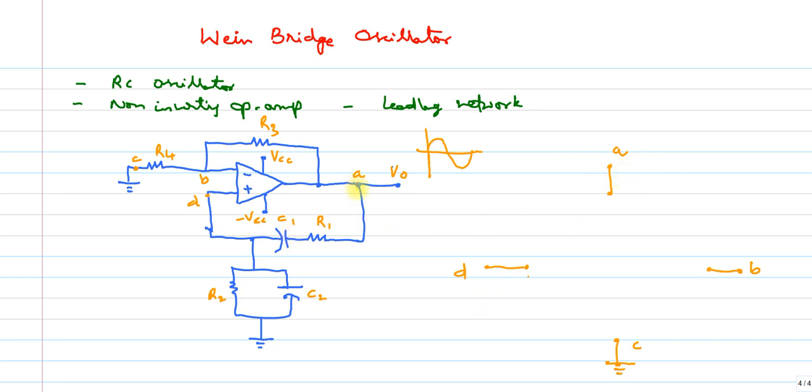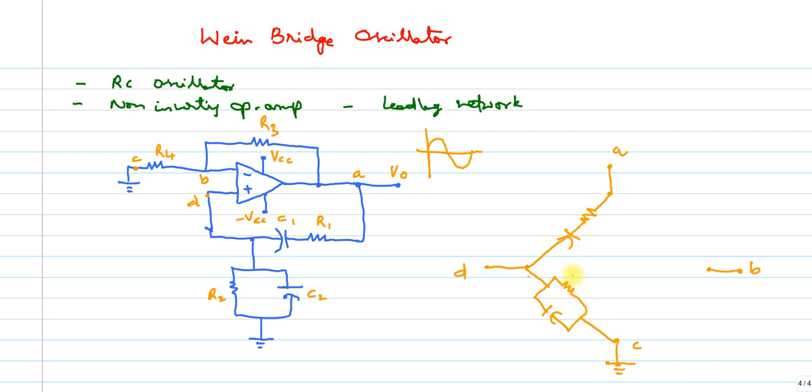From A to D, I am having a resistor and a capacitor. From A, I am having a resistor. After that, I am having a capacitor. Like this, resistor and capacitor. From D to ground, okay, C is grounded. So from D to ground, I am having a parallel connection of RC. This is my R, this is my C.